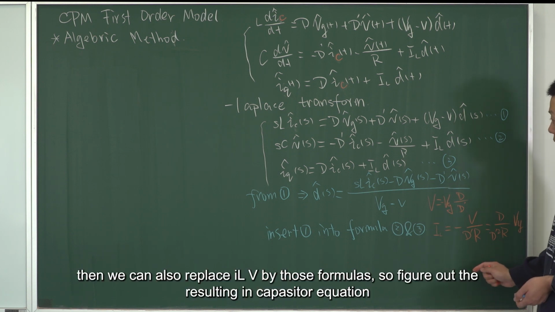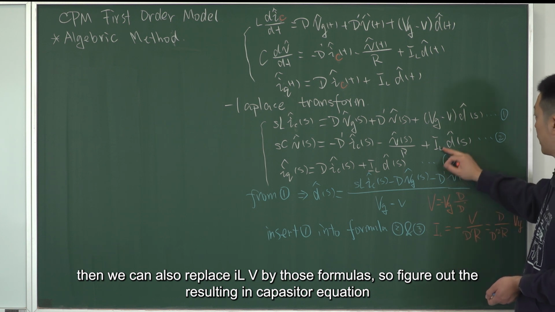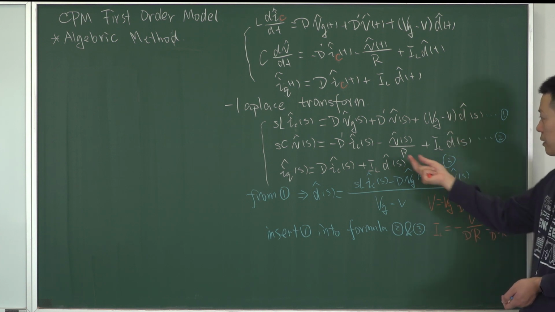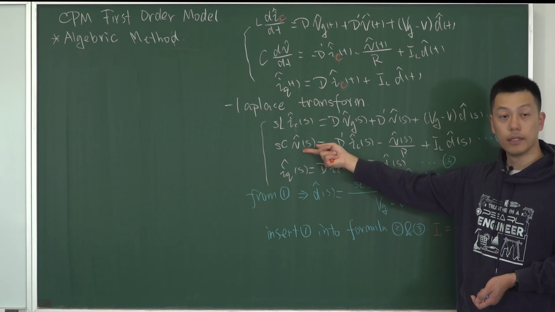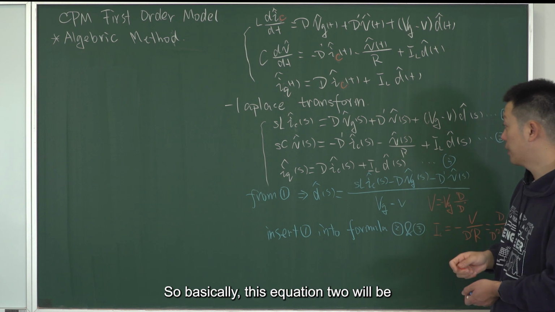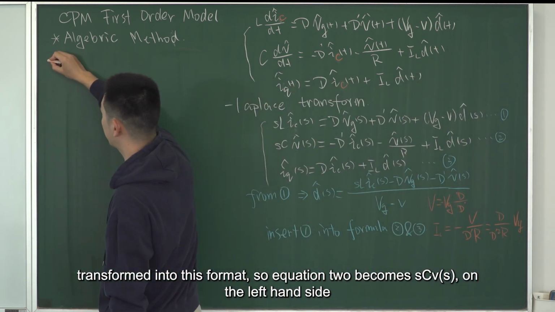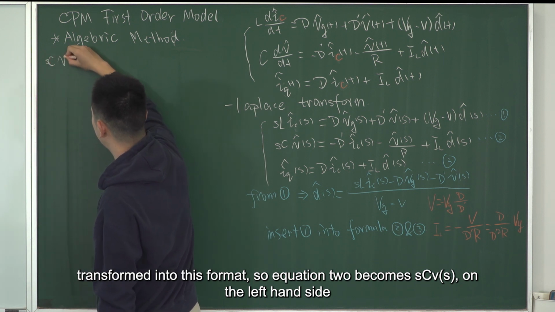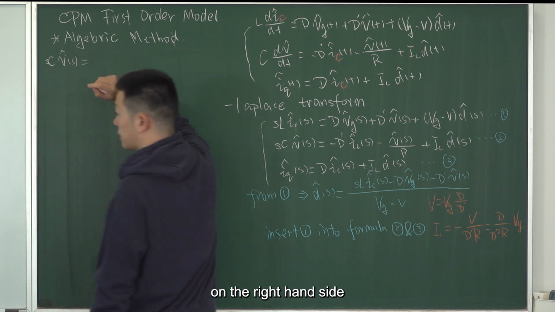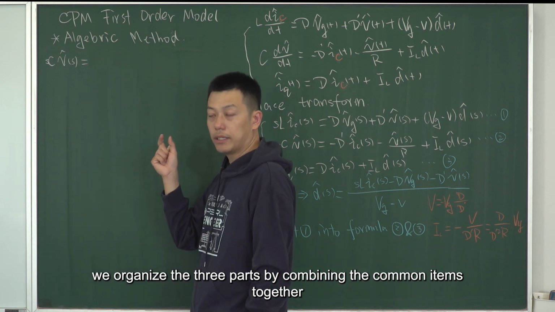Then we can also replace IL and V by those formulas, so figure out the resulting capacitor equation. So basically this equation 2 will be transformed into this format. Equation 2 becomes SC Vs on the left-hand side. On the right-hand side, we organize the 3 parts by combining the common items together.